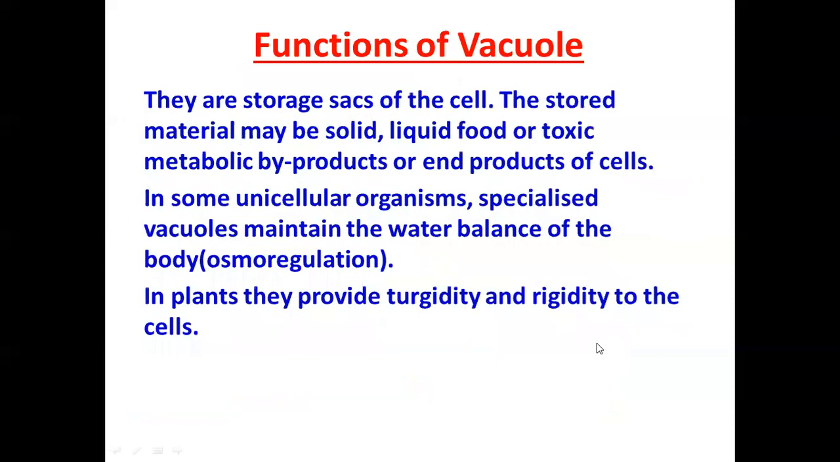Now, what is the function of this vacuole? They are storage sacs of the cell. The stored material may be solid, liquid, food, or toxic metabolic byproducts or end products of the cell. Clear? In some unicellular organisms, specialized vacuoles maintain the water balance of the body, which is known as osmoregulation. In plants, they provide turgidity and rigidity, that means stiffness, to the cells.